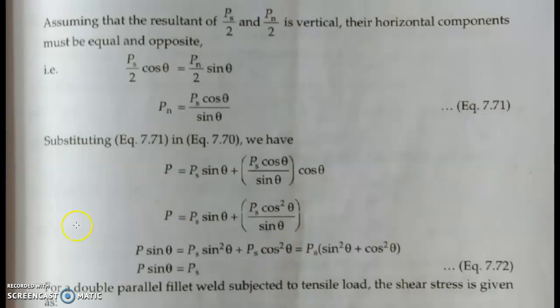Now we can conclude P sin theta is equal to Ps, or Ps into (sin square theta plus cos square theta). Sin square theta plus cos square theta is equal to 1. Therefore, we can conclude that P sin theta is equal to Ps.